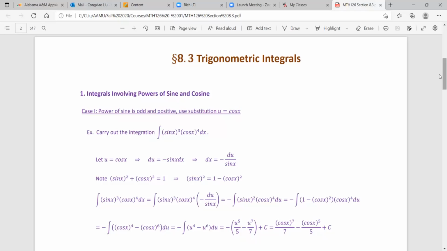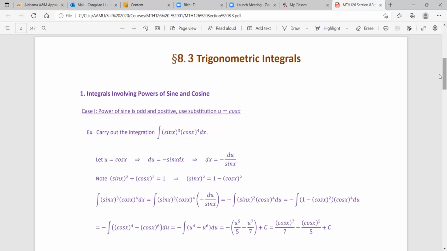In the first example, we want to carry out the integration of sine x cubed times cosine x to the fourth. Here, the power of sine is odd, it is 3, and positive, since 3 is greater than 0. So according to the rule, we're going to use substitution u equal to cosine x.